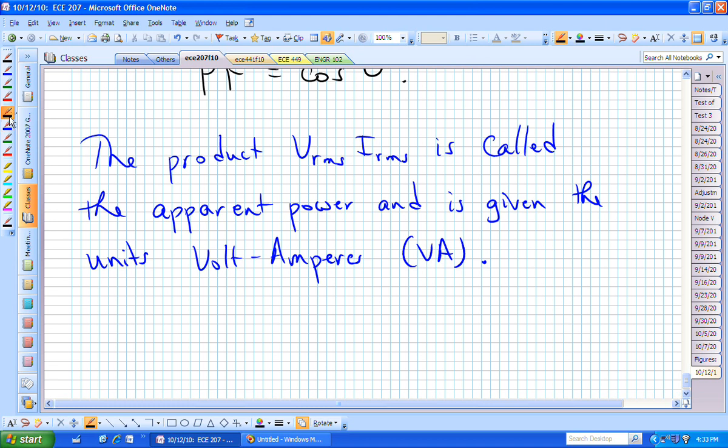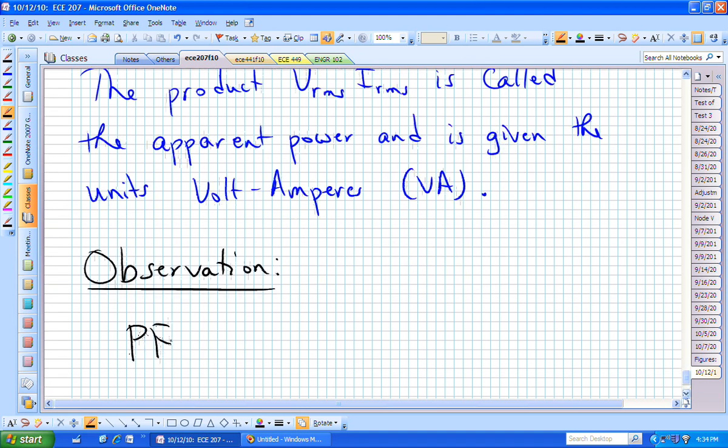Let's make an observation. The power factor, by definition, is the cosine of the angle theta, where theta is the difference between your voltage and current angles. But we could also find that cosine of theta if we took the average power, which is V RMS I RMS cosine of theta, and divided it by V RMS I RMS.